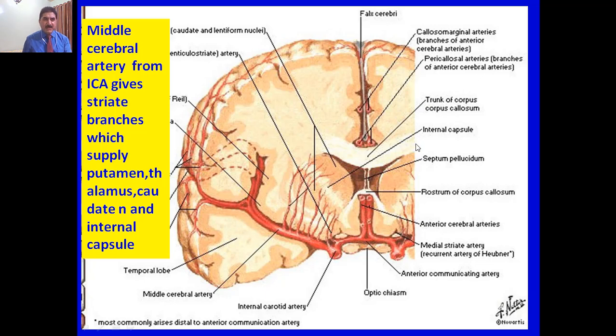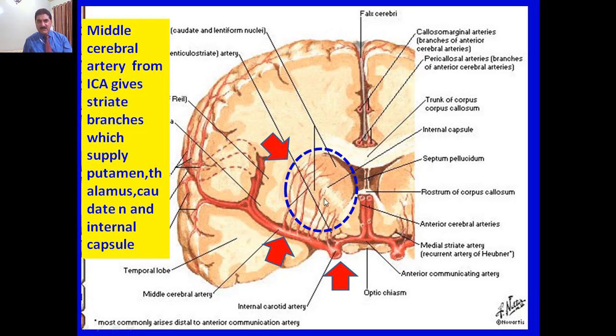As shown in this diagram, the middle cerebral artery originating from the internal carotid artery gives straight branches which supply the putamen, thalamus, caudate nucleus, and internal capsule. From the internal carotid artery, we have the middle cerebral artery. From the middle cerebral artery we have straight branches which perforate into the substance of the brain and supply blood to the thalamus, putamen, caudate nucleus, and internal capsule.